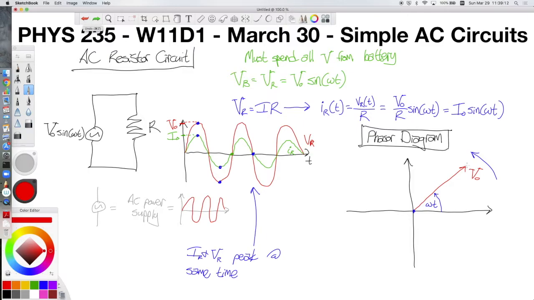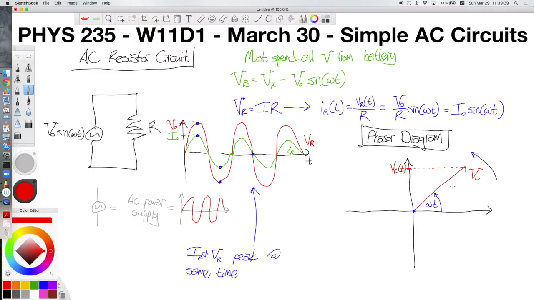Then, if we don't want to know what V0 is, but rather we want to know V of t, the voltage across the resistor at a specific time, we just take the y component of this vector. So right here, where the projection of this vector onto the y-axis ends, this is going to be the actual voltage across the resistor at that time.